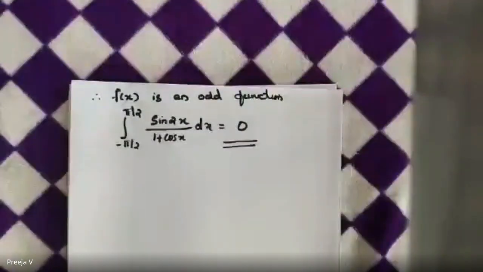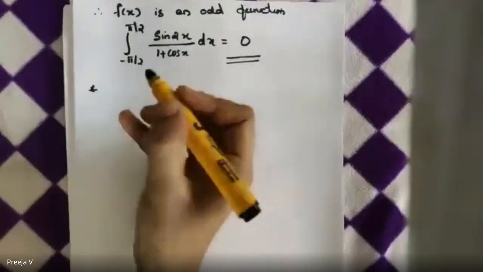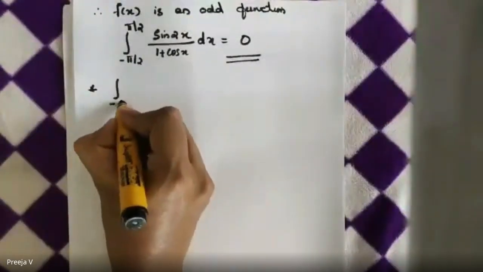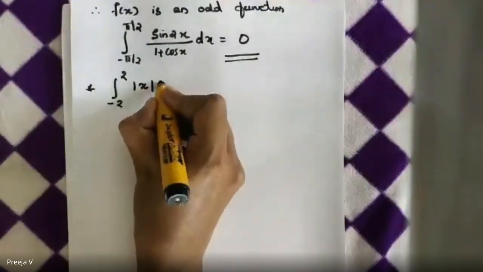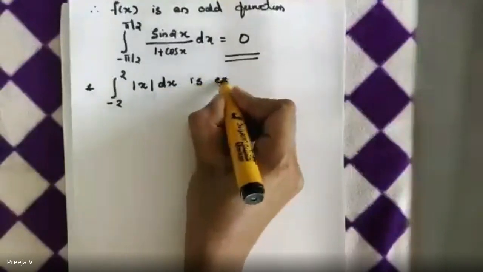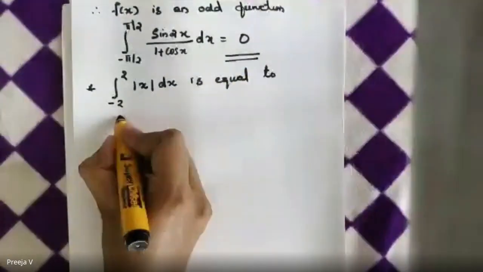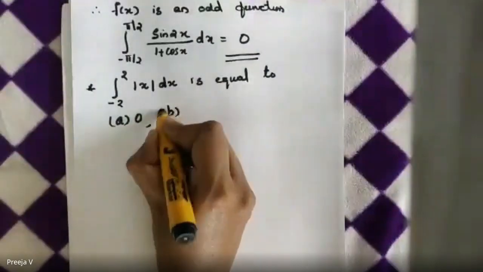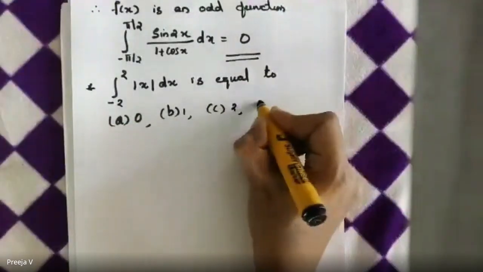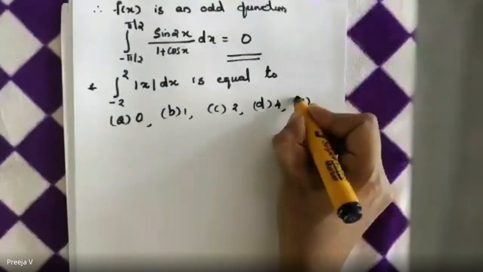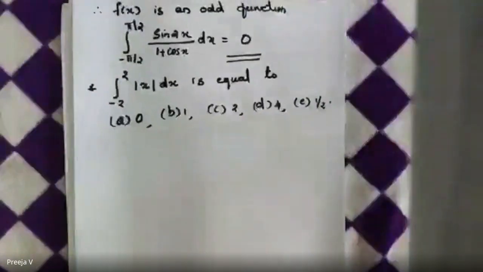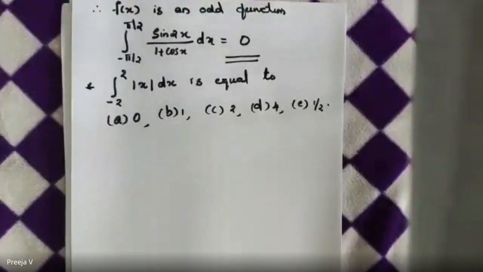Okay, next question. The integral from -2 to 2 of mod x dx, a question you will know. This is equal to: first option is 0, second option is 1, third option is 2, fourth option is 4, fifth option is 1 by 2. How can we do it? The integral from -2 to 2 of mod x dx.